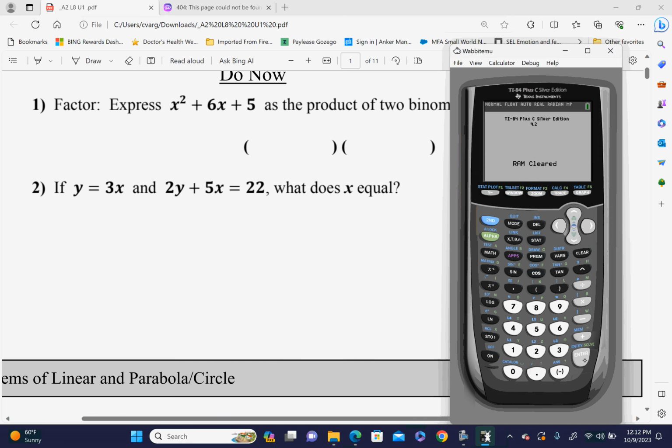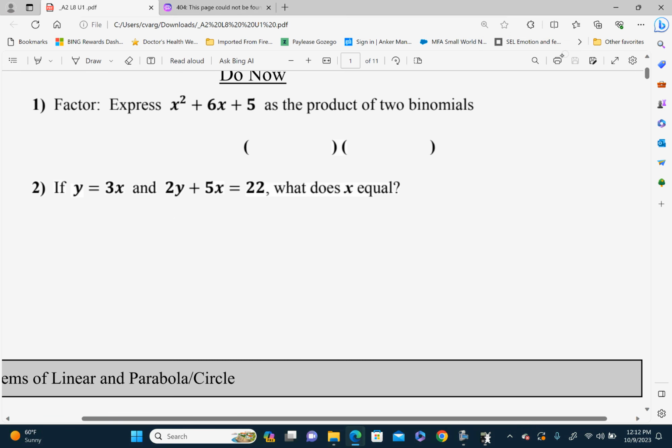All right, so I noticed that we're still struggling with reverse FOIL. So I just wanted to go over a problem here. First thing you do is, if the number in front of the x squared, the a, is 1, you could use the AM method. So what that means is you're looking for two numbers that multiply to be 5 and that add to be 6.